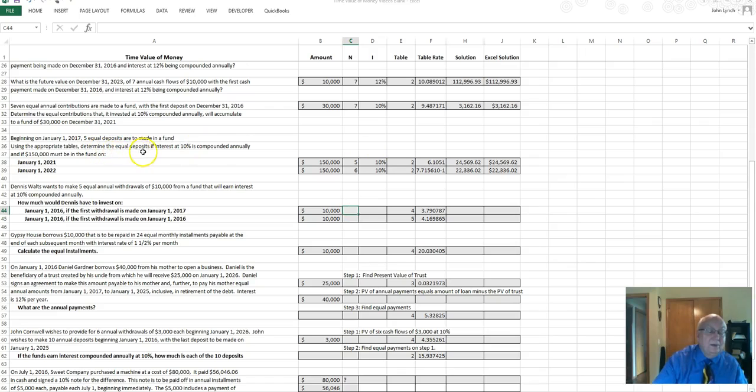Using the appropriate table to determine equal deposits annually. This is 1 extra year here, so that's why it's 6 years, but you have to subtract 1 from it because it's still only 5 payments. Okay. Dennis Watts is to make 5 equal withdrawals of $10,000. Okay. So both of these are going to be 5 and 10%.